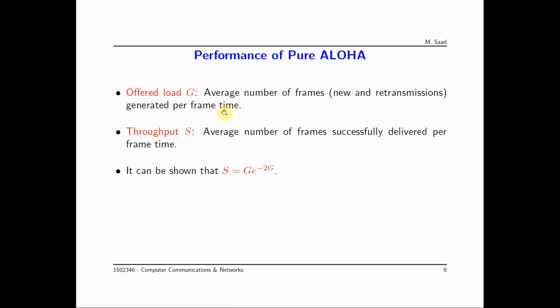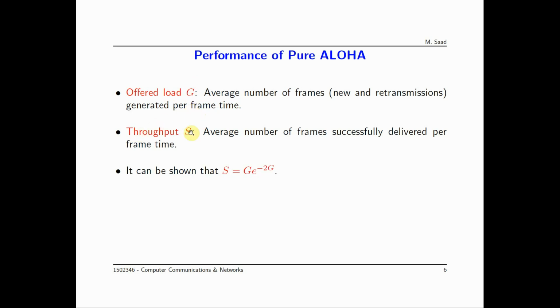And to be more precise, we take the unit time to be the same as the frame time. The frame time is the actual time that the frame needs to be in the network until it arrives at the destination. If we say the frame time is equal to 1 millisecond, it means that if I send the frame, it will take 1 millisecond until that frame arrives at the destination. So we take that frame time as our unit time. If we say the offered load G is equal to 0.8, it means that on average, all stations are attempting to transmit 0.8 frame in every millisecond, which is the frame time.